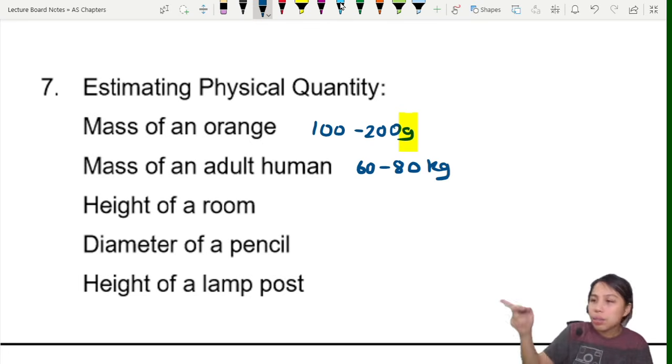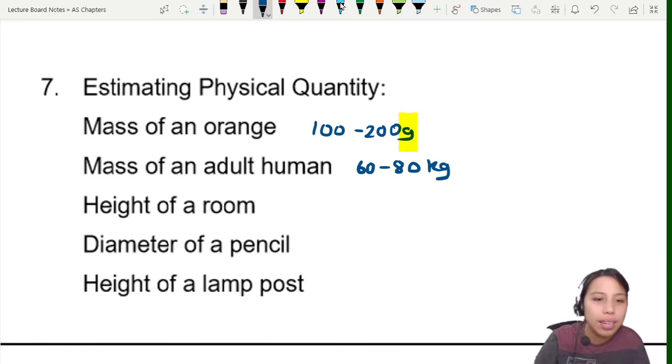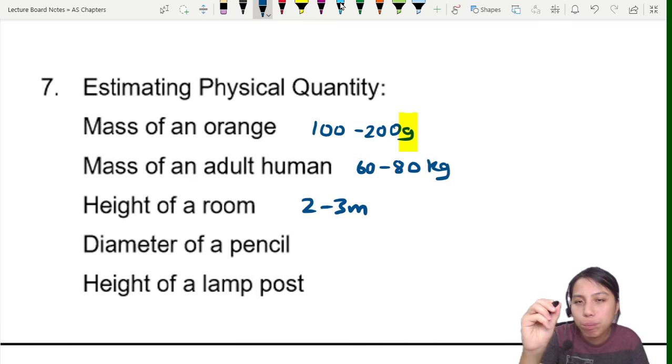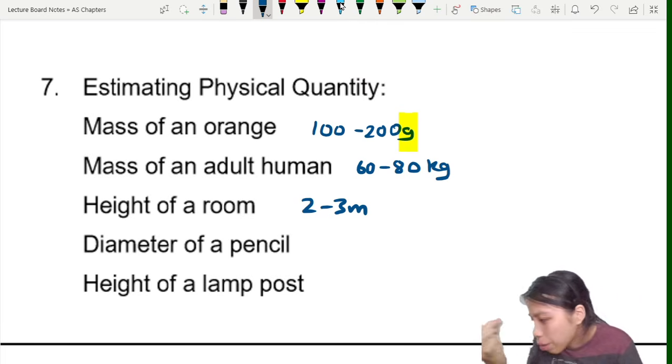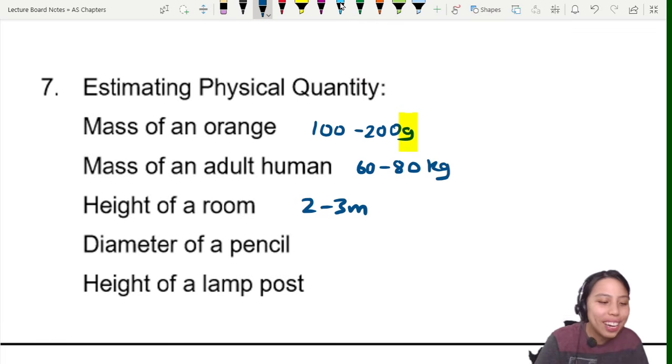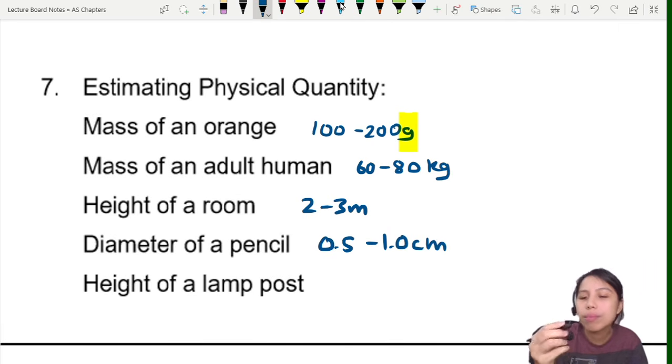Height of a room, go and measure the height of your room. I dare you. Take a ruler, climb up to the ceiling, measure. It should be about 2 to 3 meters. Shouldn't be any taller or any shorter. Again, the prefix meter. No millimeter, no kilometer. That's way too long or too short. Diameter of a pencil. Grab a pencil, go and try and measure that. It's roughly about 0.5 to 1.0 cm. Yeah, go and measure your pencil.